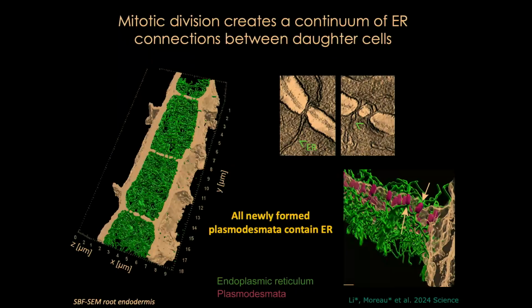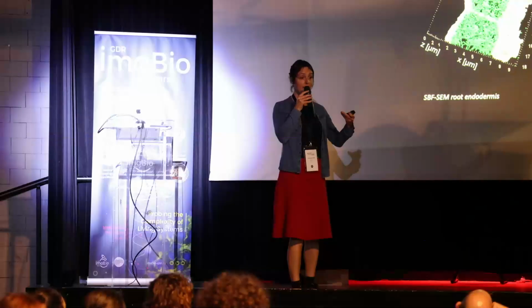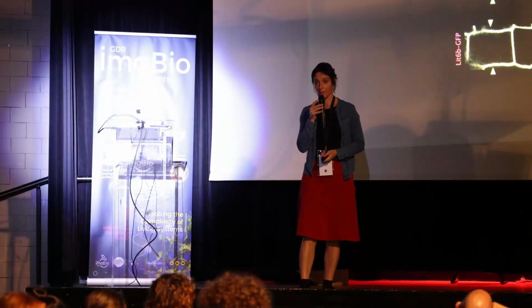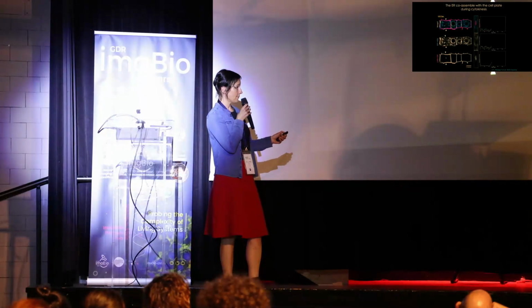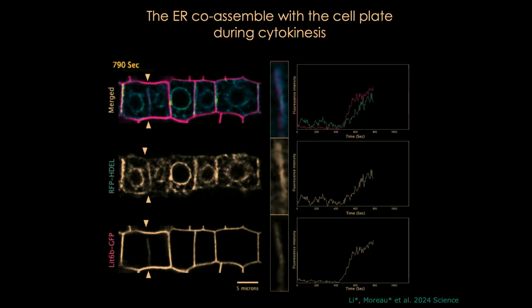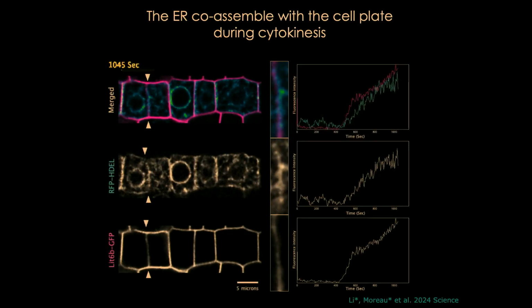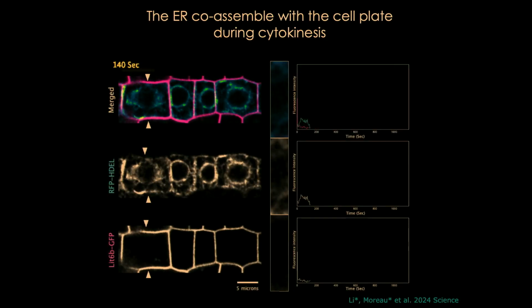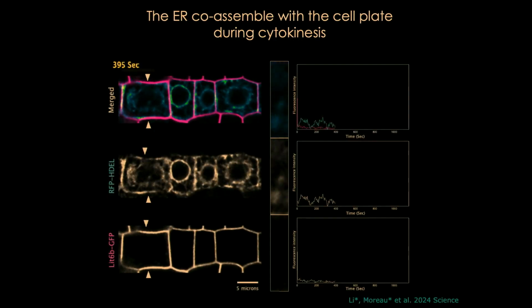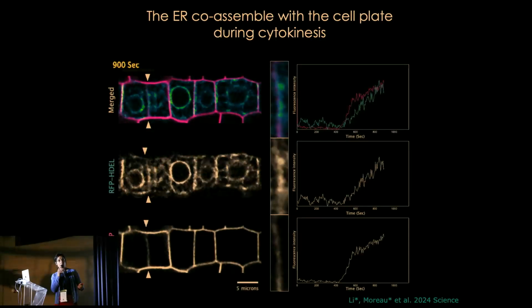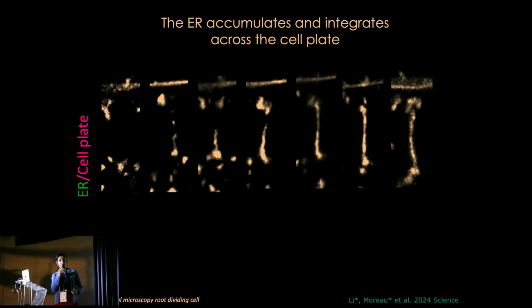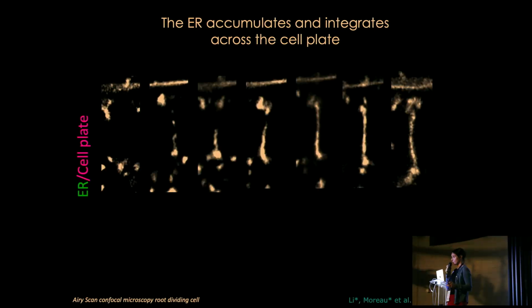So we wondered how early this association of the ER with the forming cell plate that would become the cell wall is. So we traced back the endoplasmic reticulum dynamics with that of the cell plate formation. And you can see that as early as the cell plates start to assemble, the ER starts to accumulate within the cell plate plane. Not only accumulates, but actually stretches through it.